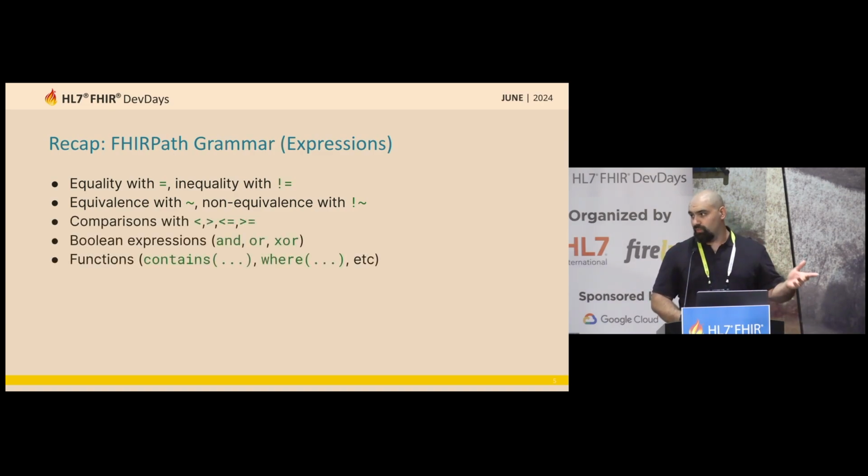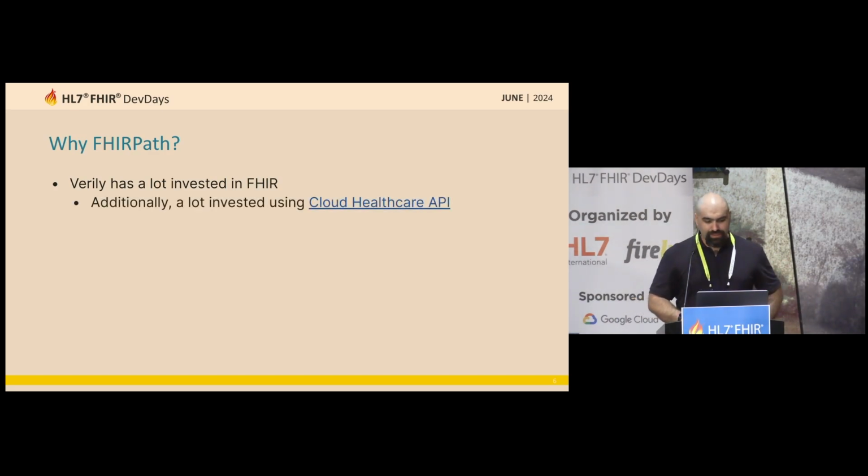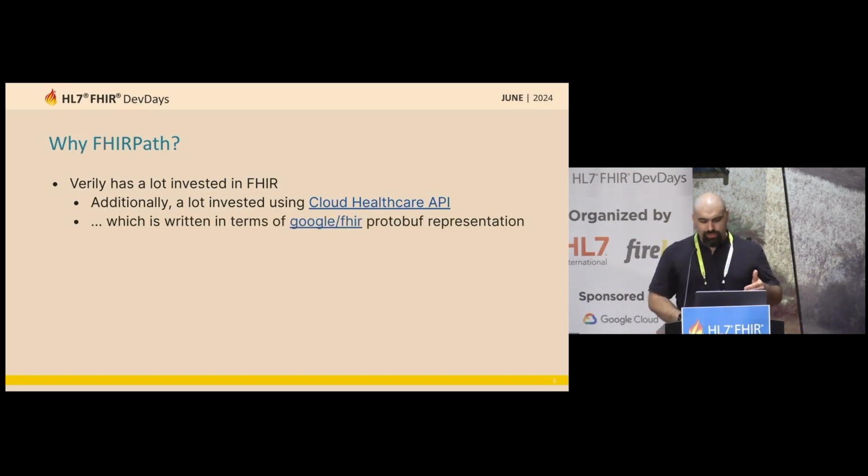And then functions, which is ultimately where it becomes a bit more powerful. So anyway, with that out of the way, why FHIR Path? Ultimately, Verily has a lot invested in FHIR. We're a healthcare company, so naturally we have a lot of FHIR. And additionally, with our roots from Google, we have a lot invested with Google Healthcare API. If anybody's actually used that, you might know that it's also written with Google FHIR protobufs, so protocol buffers.